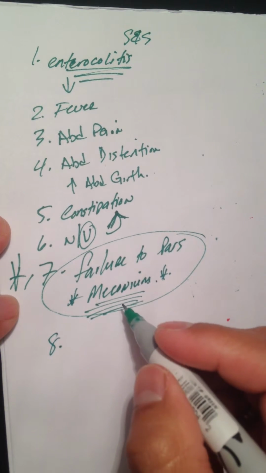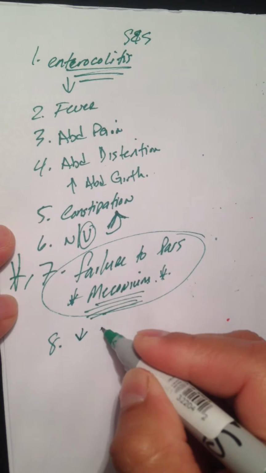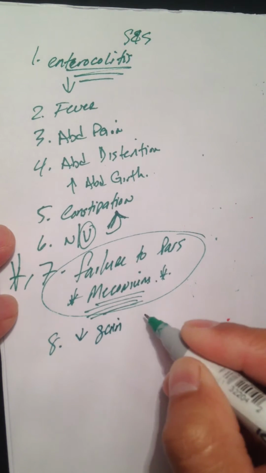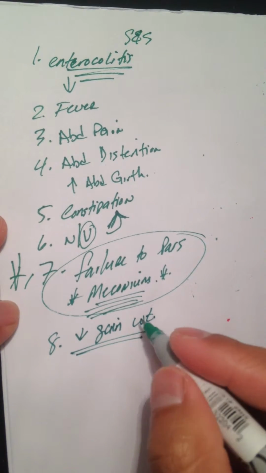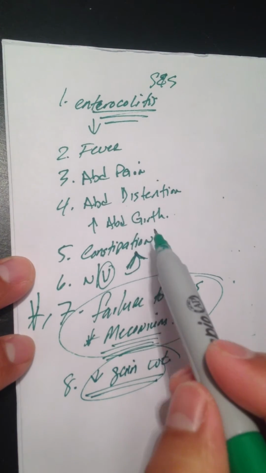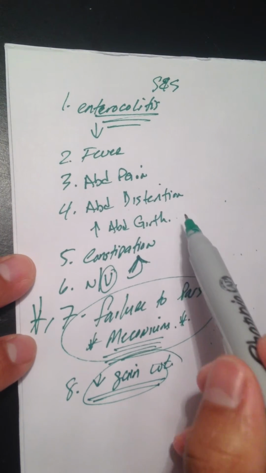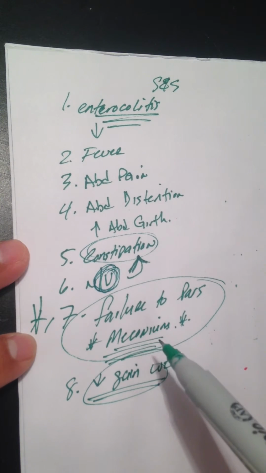Number 8, failure or the inability to gain weight. Okay, they can't gain weight because they're not able to fully absorb the nutrients. They're constipated, so they're constantly maybe throwing up. Okay.